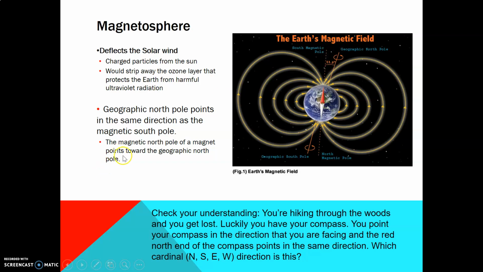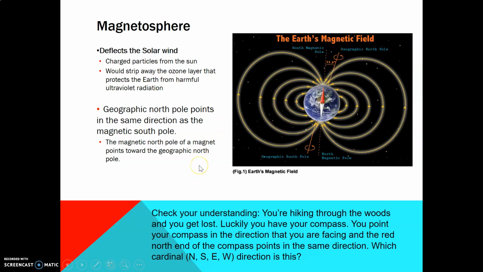What this means is that the magnetic North Pole of a magnet, like a magnet in a compass, will point toward the geographic north. Remember, the North Pole of a magnet is attracted to the South Magnetic Pole, and the South Magnetic Pole is in the geographic north.